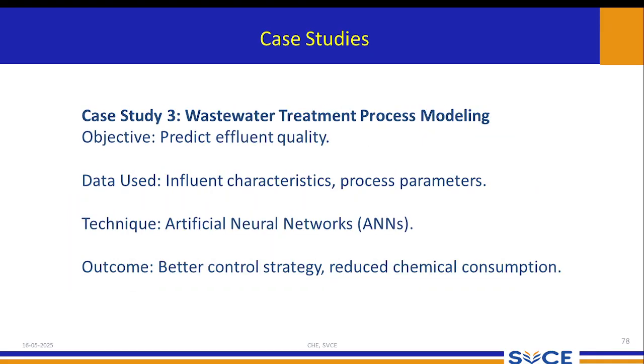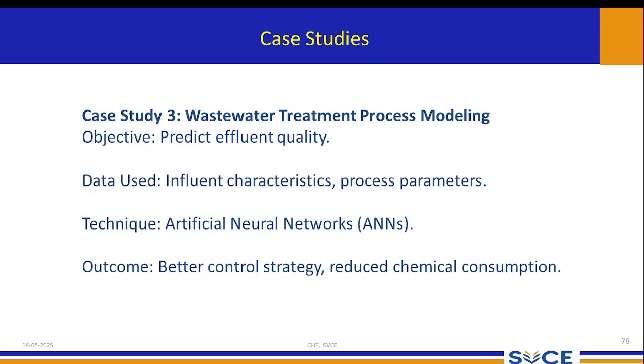Coming to the third, fourth, and fifth, I didn't explain them elaborately during my lecture, but I will concentrate on them now. What is the advantage of using this type of technique for the process? What are the things which need to be considered while doing, for example, wastewater treatment process modeling? Whatever the process, we need to consider four things: one is the objective, what is the data used, what is the machine learning algorithm you are going to use as a technique, and what is the outcome.